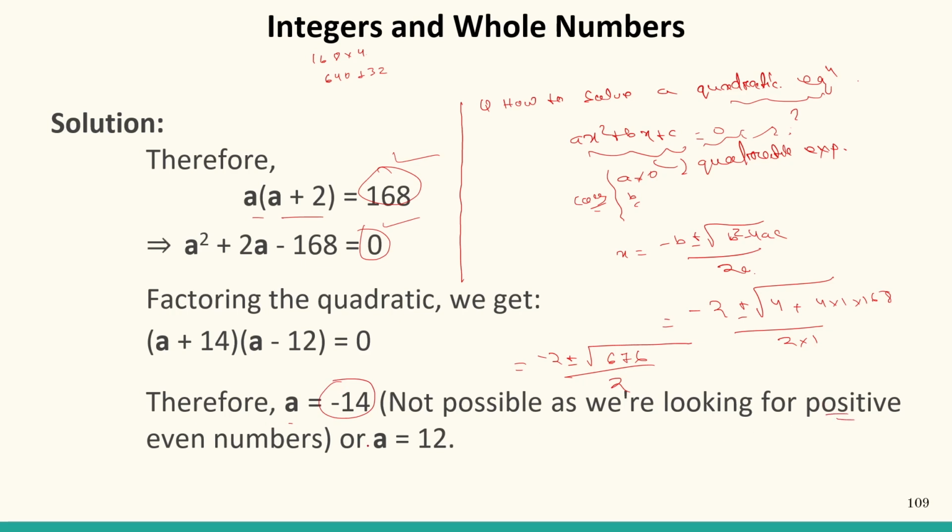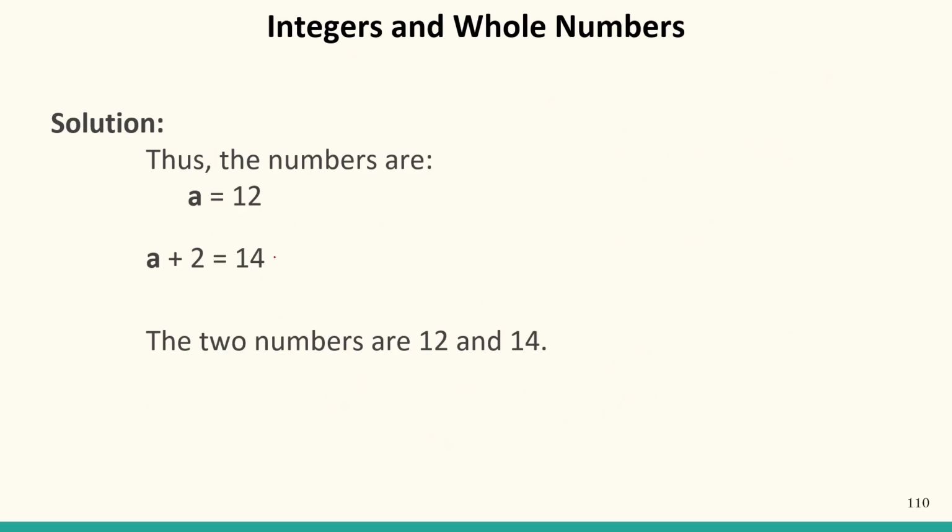Positive even numbers. So A is equal to 12 will be the correct answer. So the numbers are A is equal to 12. So A plus 2 will be what? 14. So the next consecutive even number is actually 14. So the two numbers are 12 and 14.